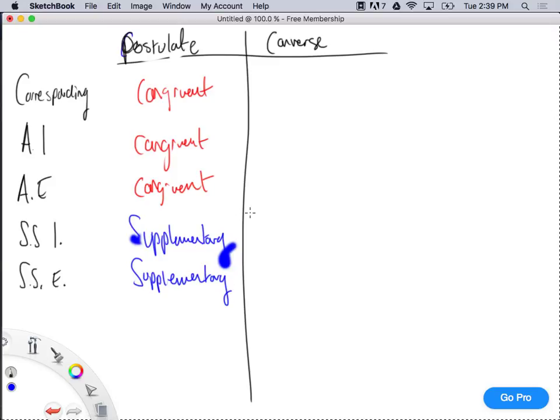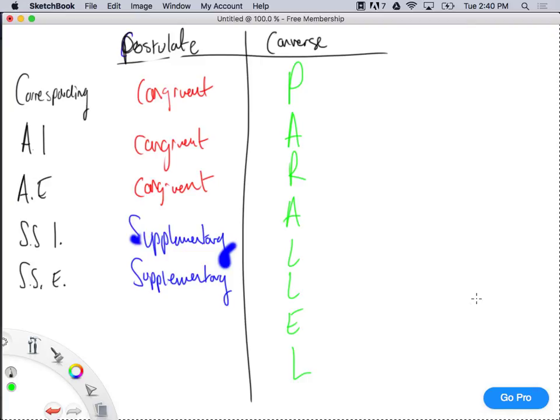All of the postulates: the corresponding angles postulate says corresponding angles are congruent. For alternate interior angles, it says they are congruent. For alternate exterior, it says they're congruent. For same side interior and exterior, it says they're supplementary. But all of those are dependent upon the two lines being parallel. If the two lines are parallel, then this is true. The converse says that if any single one of these is true, then the lines are parallel.